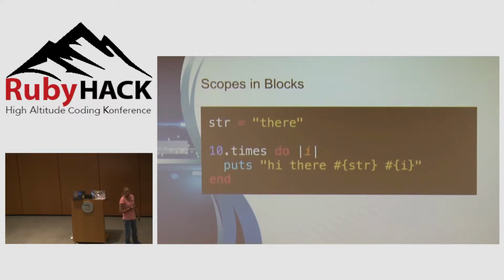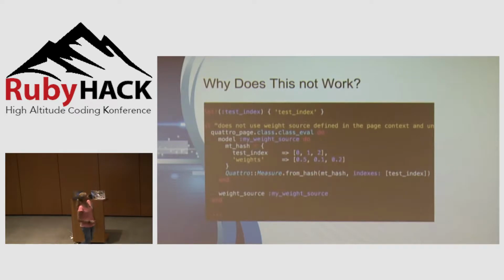Now, I recently ran into a situation in my code where this scenario seemed to stop working, and my code looks something like this. It was an RSpec example, and in this example, I had a let block that defines something called test index. And then inside my it block, I was creating two nested blocks. The first block was being created and passed to class eval, and the second block was being created inside that and passed to a method called model. And it was inside the second nested block that I was trying to use test index.